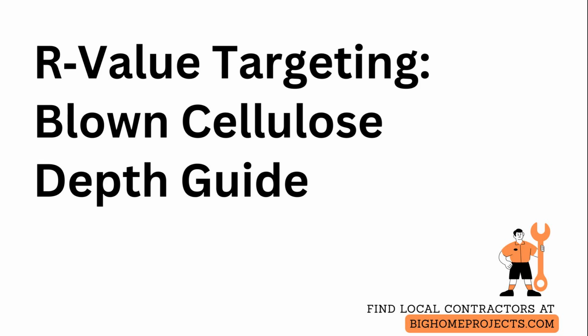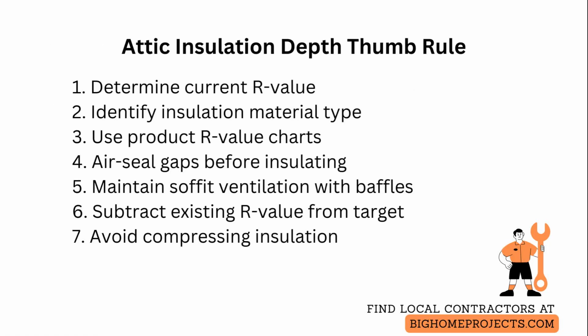For attic insulation depth, follow the rule of thumb that the target is to reach an R-value between 38 and 60 based on climate. Aim first to determine your current R-value by measuring insulation depth and identifying the material type, because fiberglass batt and blown cellulose have different R-values per inch. Use product R-value charts to convert depth into R-value.